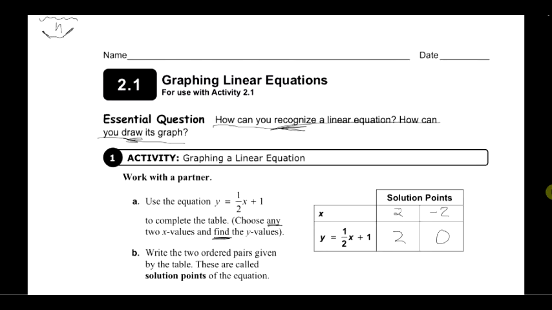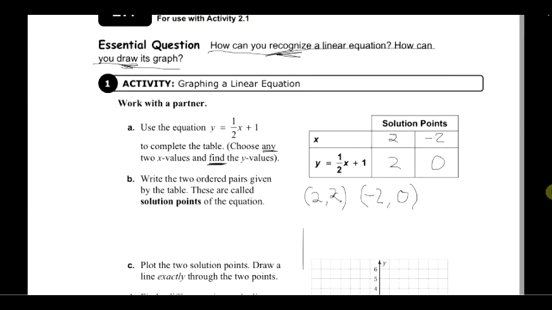So we choose an x value, then we find what the y value turns out to be. Now it would like us to write the two ordered pairs given by the table, and these are called solution points. Let's write those two ordered pairs right underneath our table. We have 2 is what we chose for x, and y is what it gave us, which is 2. That's one solution point. Then we chose -2 as our x, and it spit out y as 0 for our second coordinate point.